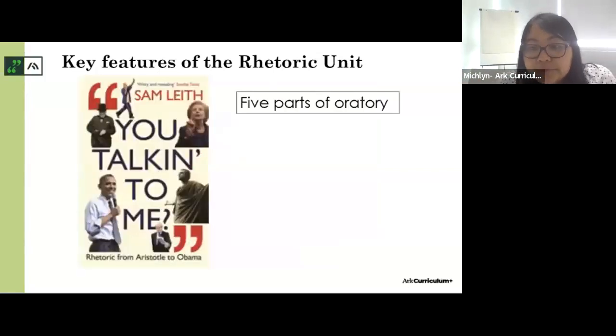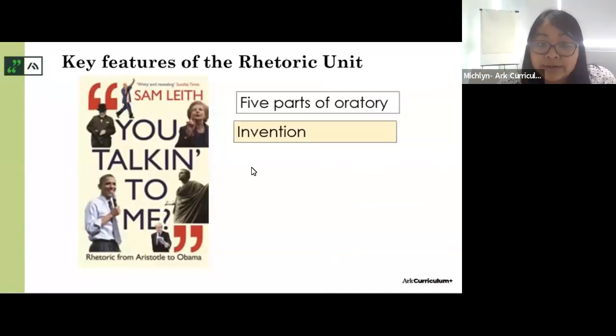The second principle is we teach the 5 parts of oratory. I don't know if any of you have seen this book. If you haven't, it's a great book. Definitely put it on your reading list. Sam Leith wrote the book You Talking to Me, and in his book he talks about having 5 steps to oratory, 5 steps to really prepare for a great speech or spoken performance. And these are the 5 steps. So we teach these explicitly in our unit.